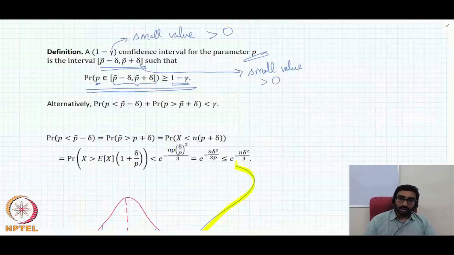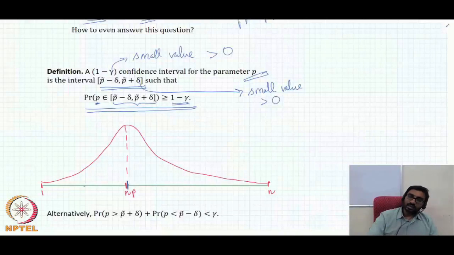So we are interested in a confidence interval for the parameter p with a very small gamma and a very small delta. Let's look at an alternative way to express this confidence interval. Here we're talking about the probability that the parameter p lies within an interval with large probability. An equivalent way of stating that is the probability that it will fall outside of the interval should be small. Let's get the help of this figure to understand this alternative form of the confidence interval.